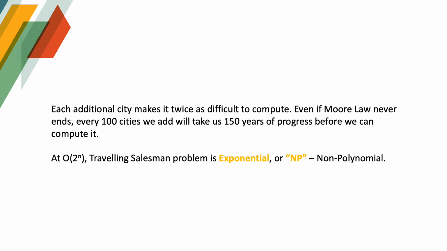Well, it turns out that even with Moore's law, computers get twice as fast every 18 months. So in order to get twice as fast 100 times, it would take 150 years of progress by Moore's law for the computer to be able to solve that traveling salesman problem, to be able to go from doing it from 50 cities to 150 cities. Every time you add 100 cities to the input, you'd have to wait 150 years for the computers to be powerful enough to do it. That's what makes the traveling salesman an exponentially hard problem, or an NP problem.